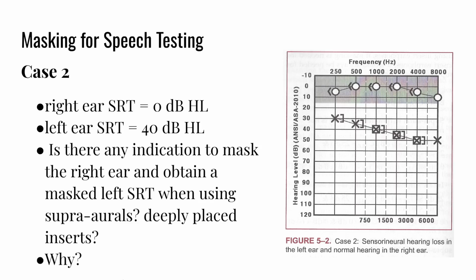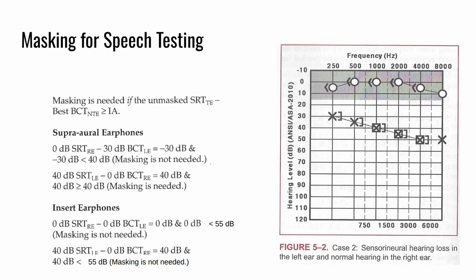Why? Let's take a look. So masking is needed when the unmasked SRT in the test ear minus the best bone conduction threshold in the non-test ear is greater than or equal to interaural attenuation. So we had for the right ear 0 dB minus 30, which was the best bone conduction threshold in the left ear, the non-test ear. 0 minus 30 equals negative 30, and negative 30 is less than 40 dB.